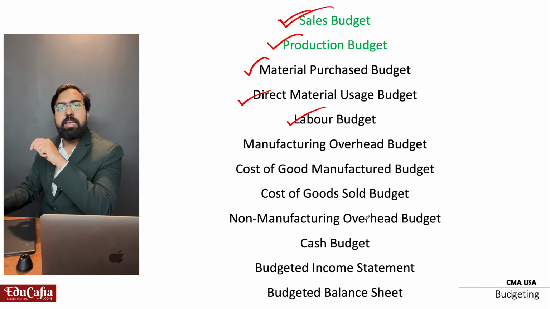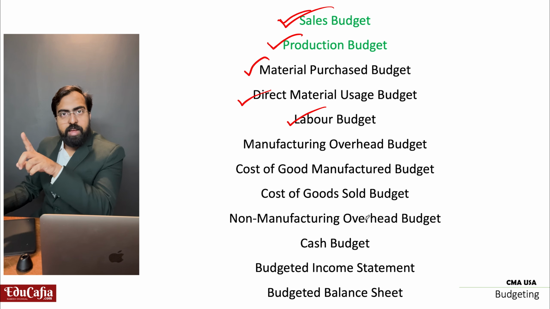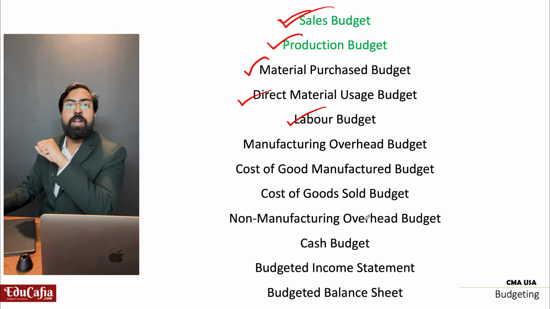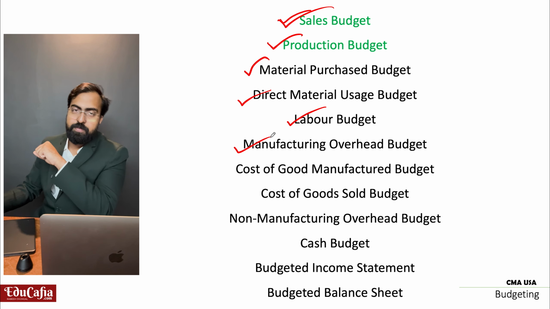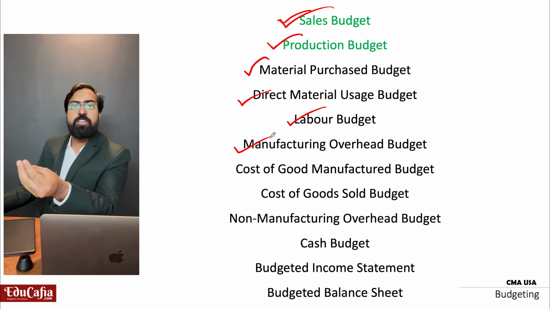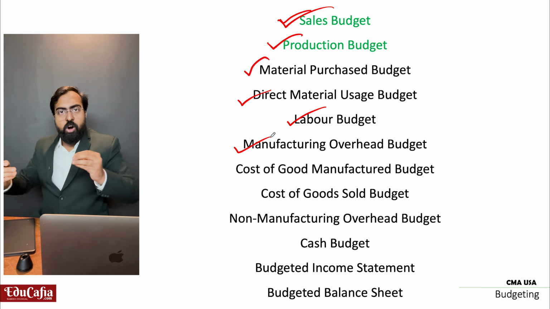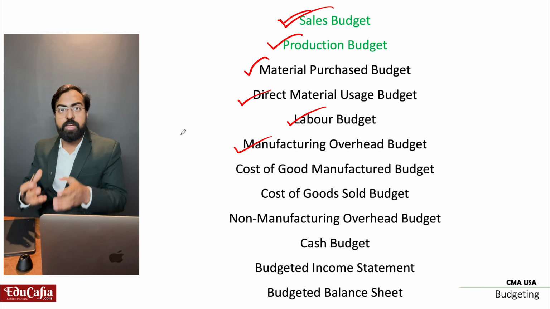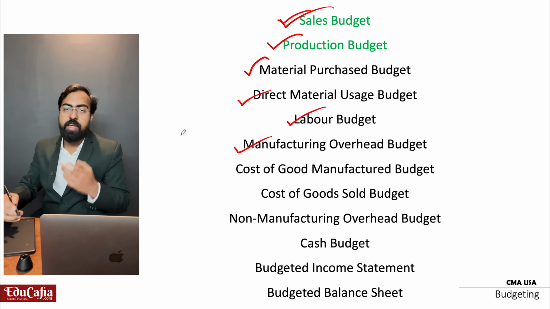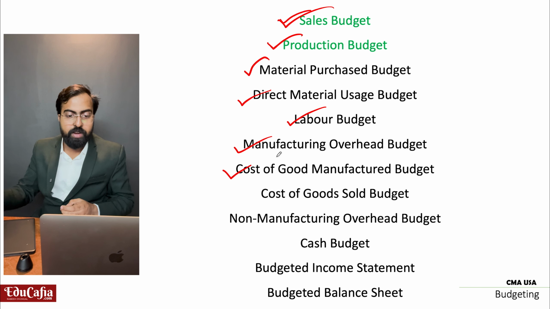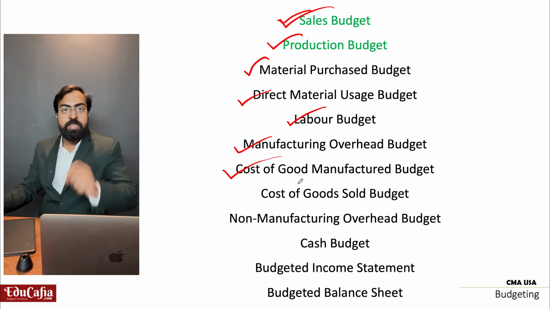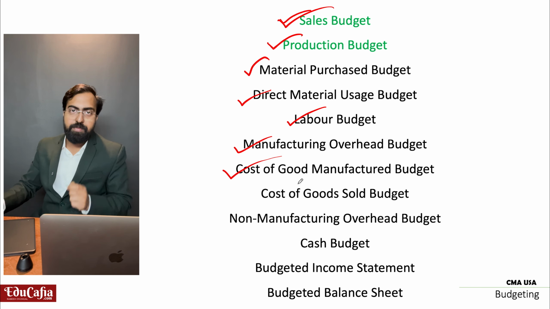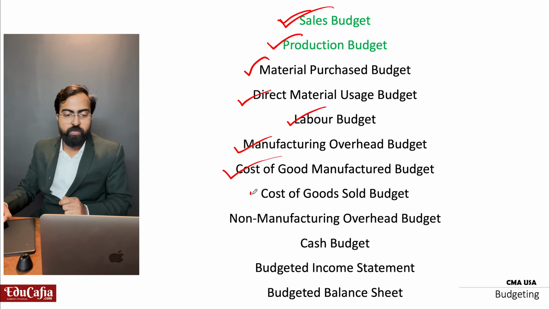So we need to know how much labor is required, the labor budget. Then not only material, we have other expenses like manufacturing overhead. So we need to know the manufacturing overhead budget. Then how much is produced, what is the total cost of the material produced in that month, in that year, that we need to know. That is the cost of goods manufactured budget. Then how much is going to be sold, that we need to know. That's the cost of goods sold budget.